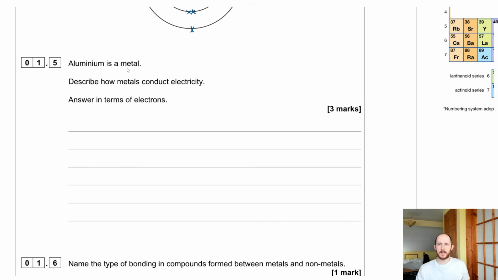So aluminium is a metal. Describe how metals conduct electricity, answer in terms of electrons. This is something you can pretty much just memorize. But the idea is I'm going to explain the logic and then I'm going to give you the 3 points. Because remember, I'm a big fan of bullet pointing. So we're only going to have 3 bullet points. Okay? 3 marks, 3 bullet points.